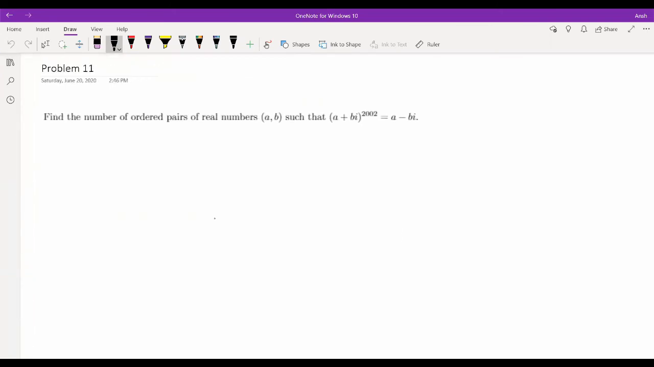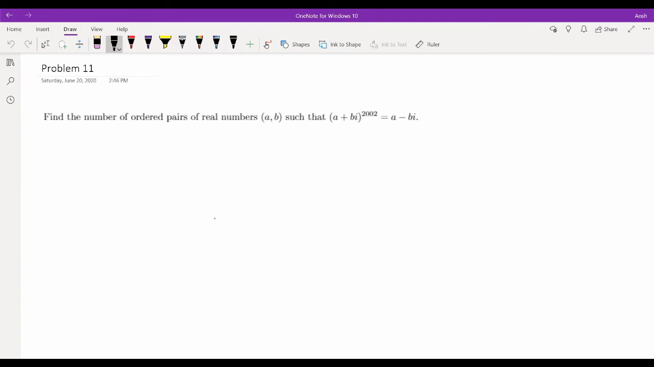All right, so next we have that here we have a problem. The number of ordered pairs of real numbers, a and b, such that (a plus bi) all to the 2002th power equals a minus bi. So this problem introduces a few of the more common patterns with competition problems. So we have that this imaginary number to this large power is equal to its conjugate.